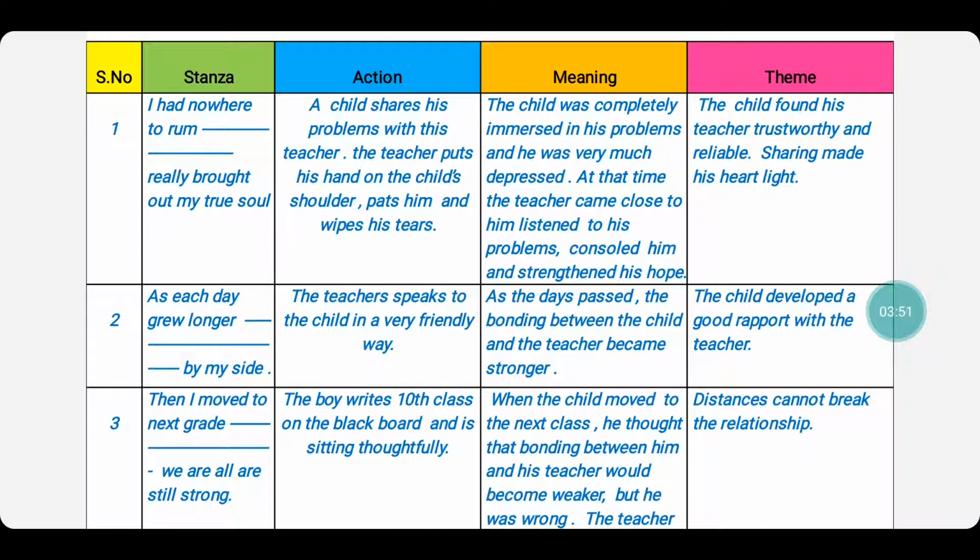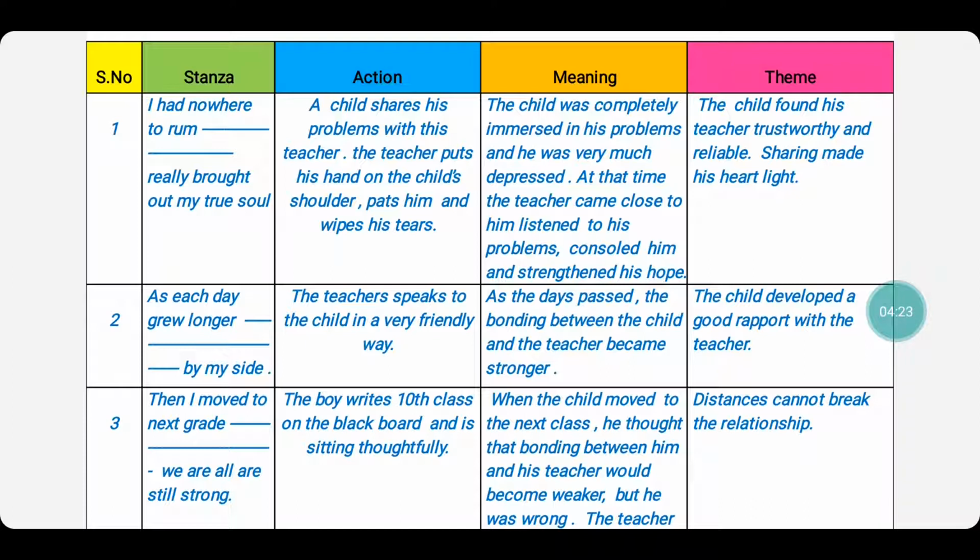So in this poem we see that there was a boy, a child who was very much depressed and desolate and feeling like running away, and he shares his problem with the teacher. Let's look at the meaning. The child was completely immersed in his problems and he was very much depressed. At that time, the teacher came close to him, listened to his problems, consoled him and strengthened him.